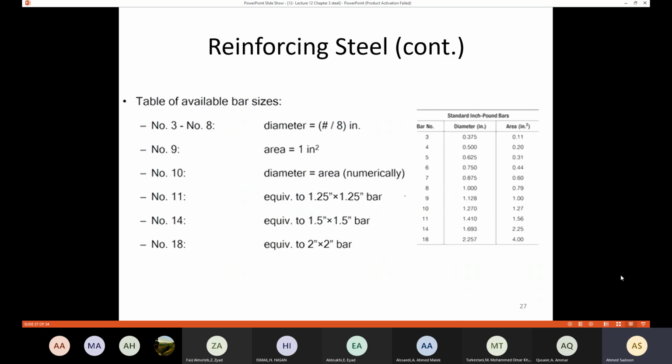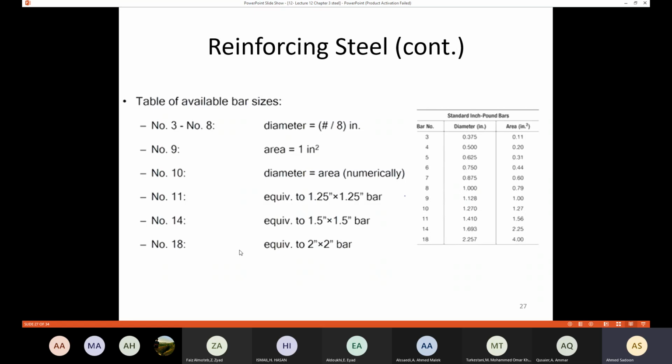Also, in bar number 11, the area is equivalent to a square bar of 1.25 times 1.25. It's just like you have a bar with a square cross section, 1.25 by 1.25. If you multiply this value by that value, it gives you this number here, 1.56. Also, regarding steel bar number 14, the area is equivalent to a square cross section of 1.5 times 1.5.